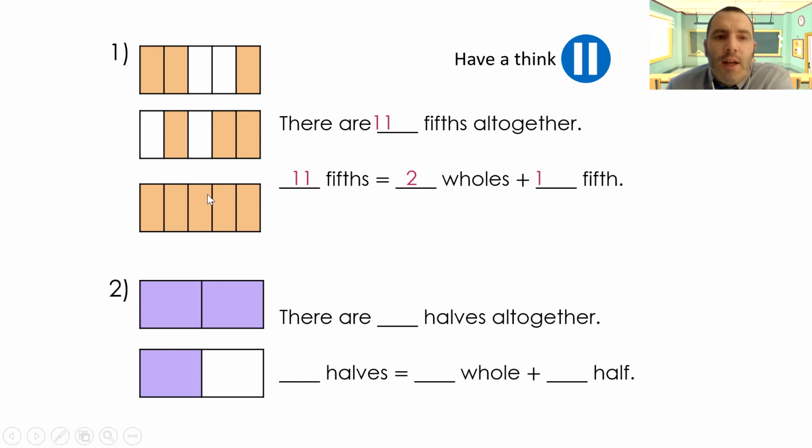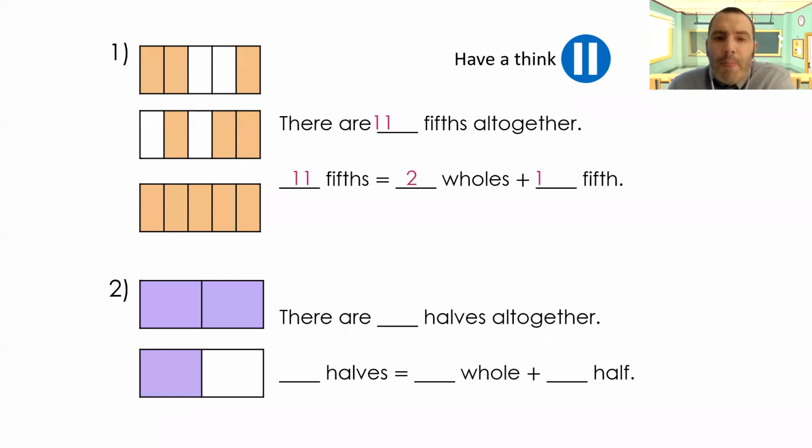Conveniently, the bottom row is already filled in. I can just take these 2 from the second row and move them up to the first row. So I've got 2 full rows for my 2 wholes. I've got 1 here that I haven't used. That's the 1 on its own, my remainder, if you like. So 11 fifths is 2 wholes and 1 fifth.